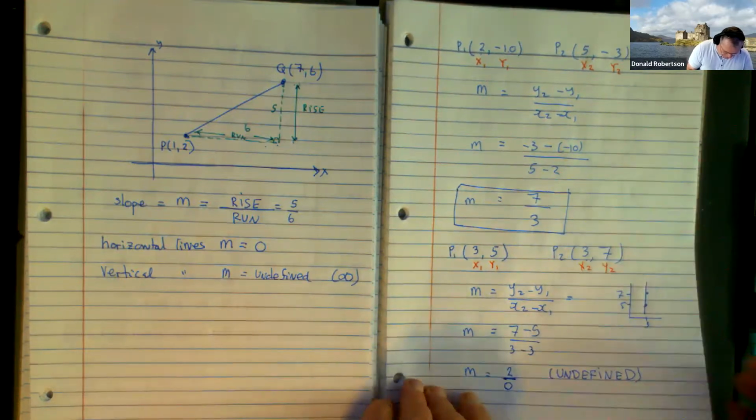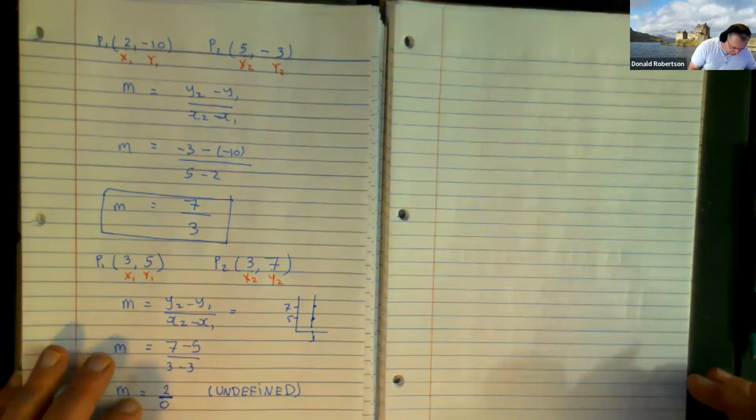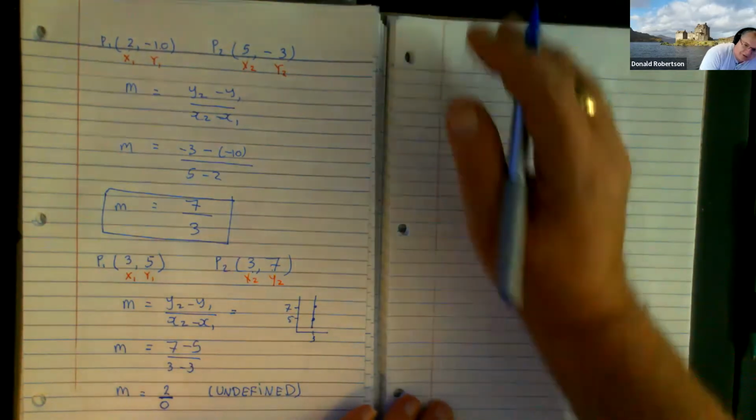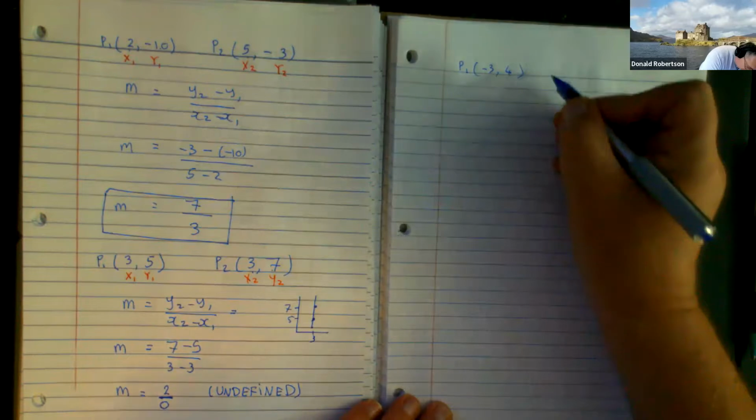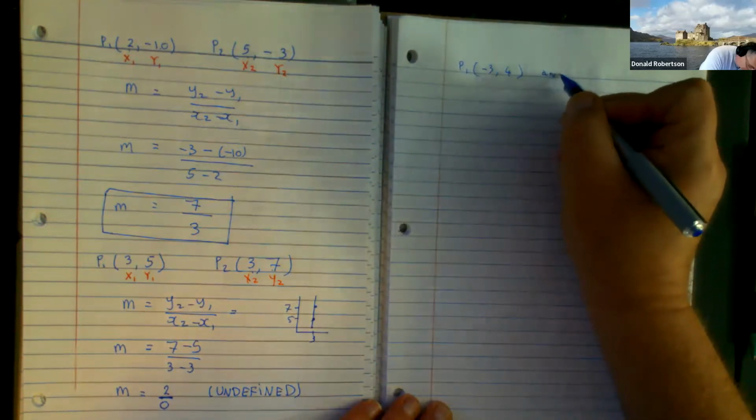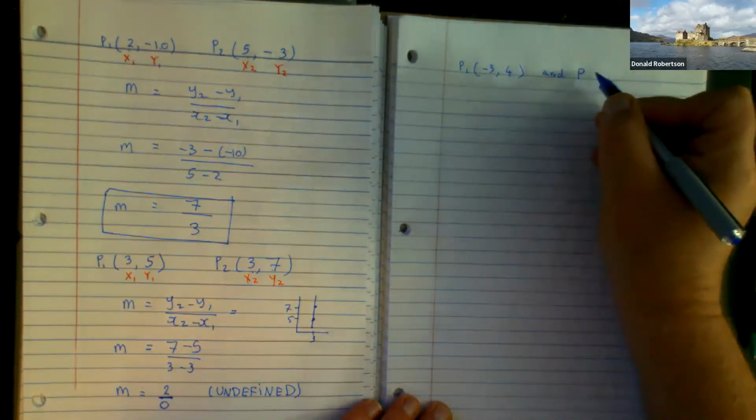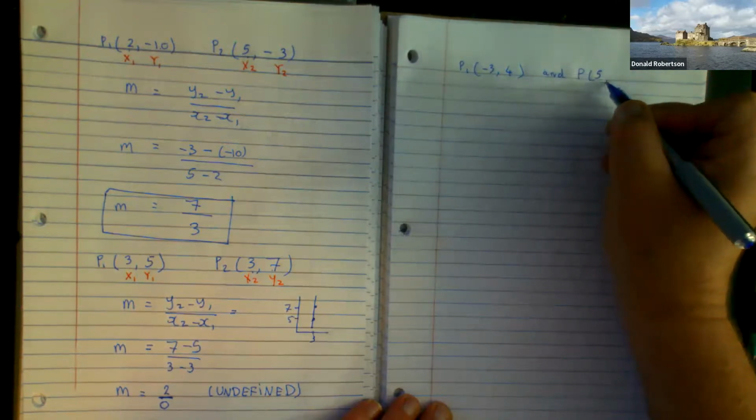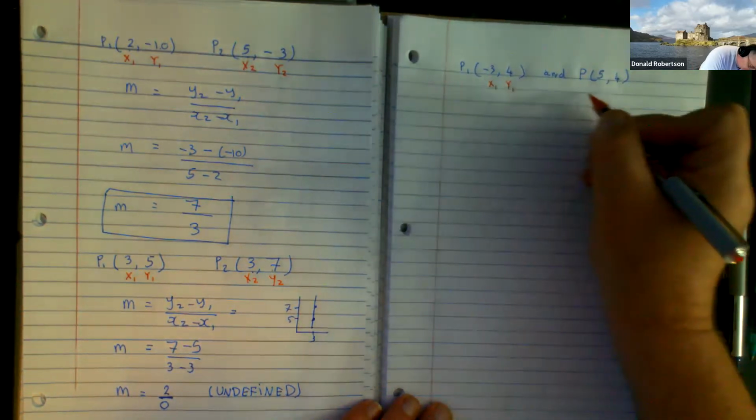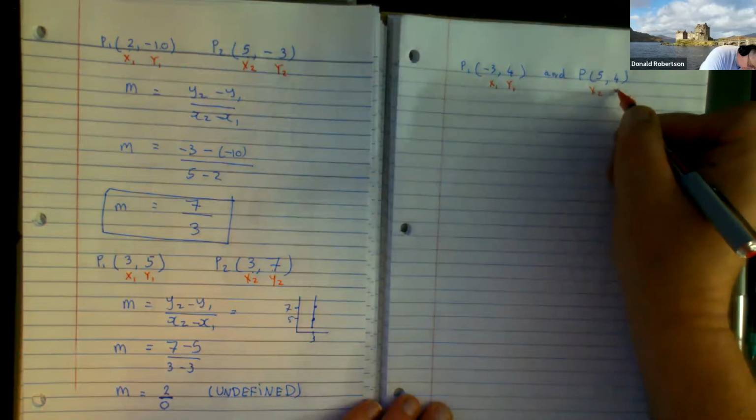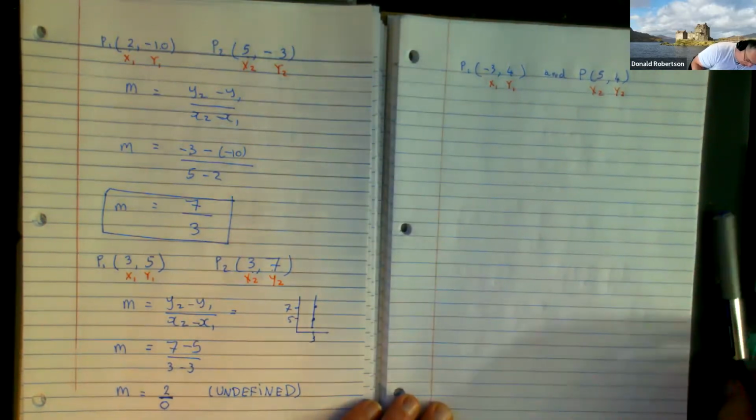So that's a special case. Sometimes the slope is undefined. And the other special case would look something like this. Imagine you wanted to find the slope between -3, 4 and 5, 4. Now you might already kind of guess what's going to happen here, but we're going through the math to see what the result looks like.